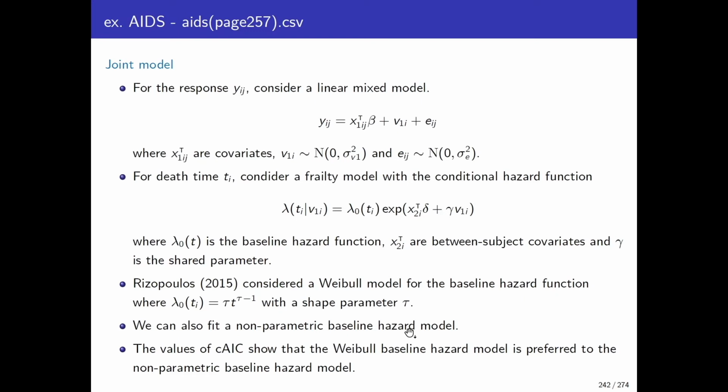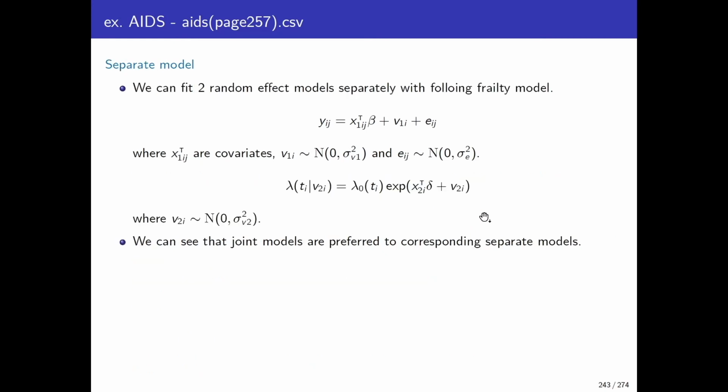Following Rizopoulos 2015, consider a Weibull model for the baseline hazard function, where lambda_0(t) is tau t to the power tau minus 1, with a shape parameter tau. We can also fit a non-parametric baseline hazard model. The values of AIC show that the Weibull baseline hazard function is preferred to the non-parametric baseline hazard function. And same as the previous example, we have the separate models. We can fit random effect models separately with the following survival model.